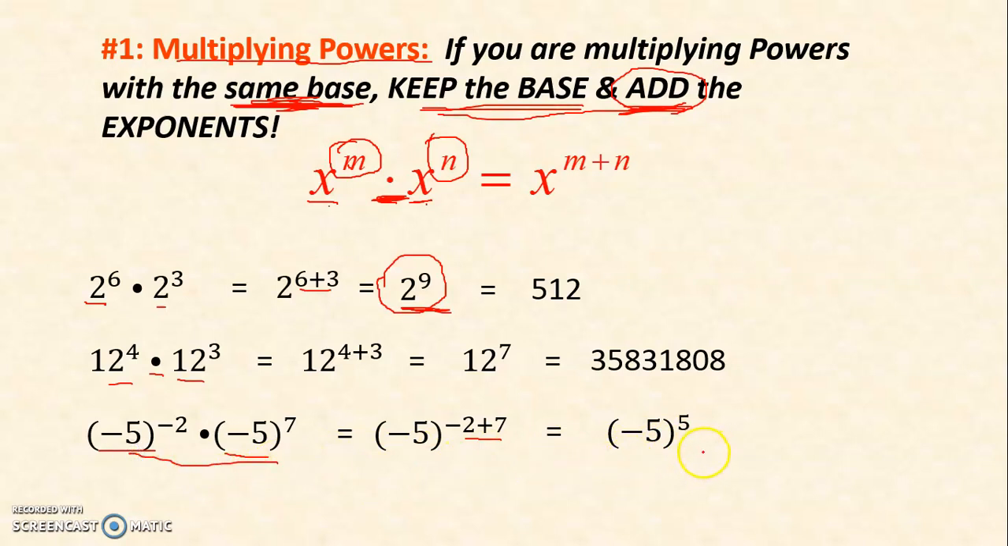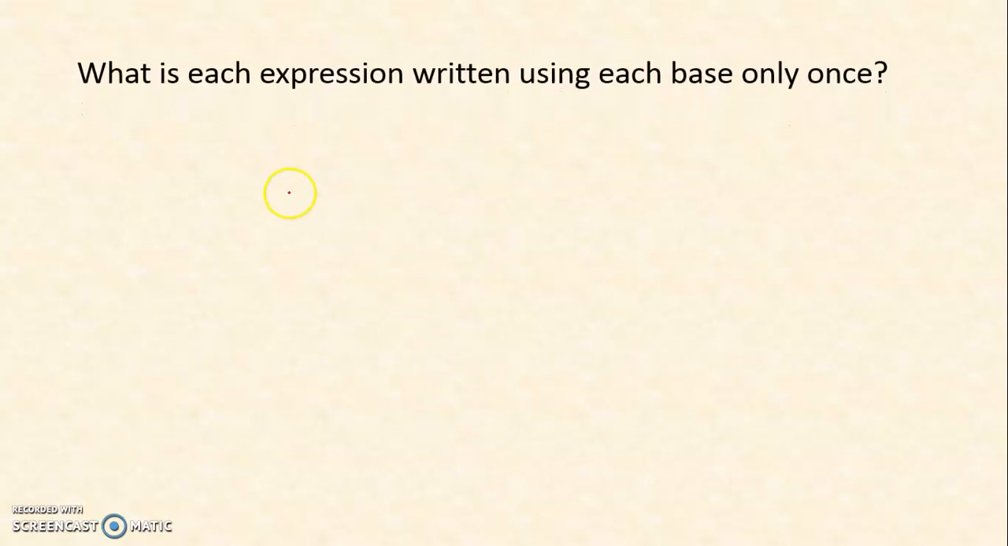Again, what do you think is the value of negative 5 raised to 5? That is equal to negative 3,125. Okay? So let us discuss further examples.